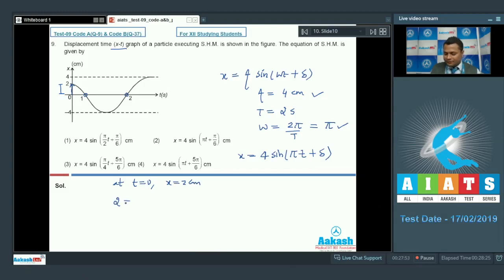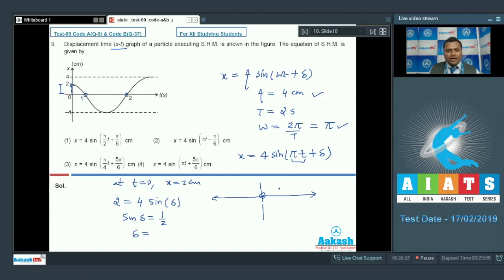Putting this 2 in the equation, we get 2 equals 4 times sine of (pi t plus delta). The pi t term will reduce to 0, and you will get only delta. From here, you will get sine delta as 1 by 2. So delta will be... now you have to calculate delta very carefully. This is because, let us consider the particle was moving along this line, executing SHM along this line. So this is the mean position.